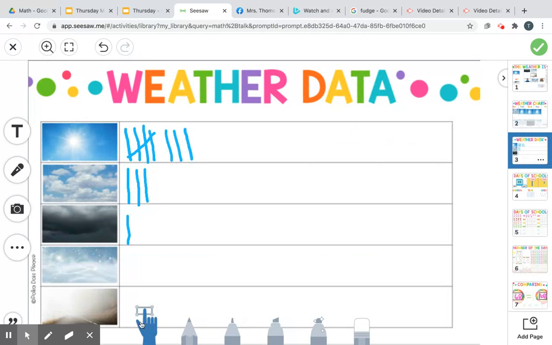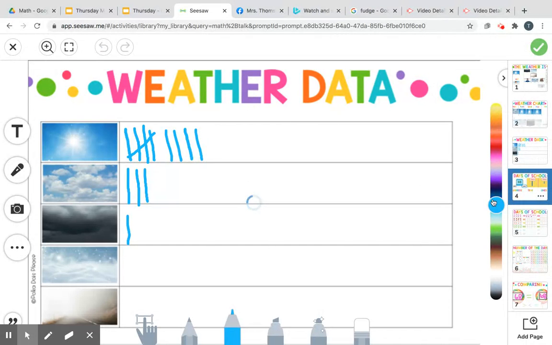And then for our weather chart, I'm going to add another little sunny tally mark. If tomorrow's sunny, it gets a lazy one, and that will put another bundle of 5.